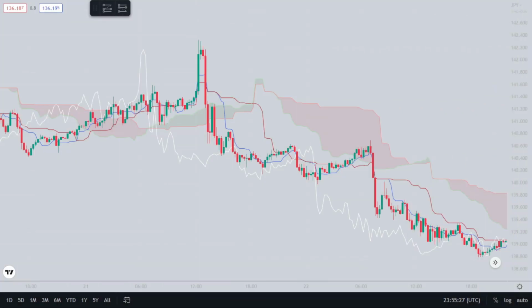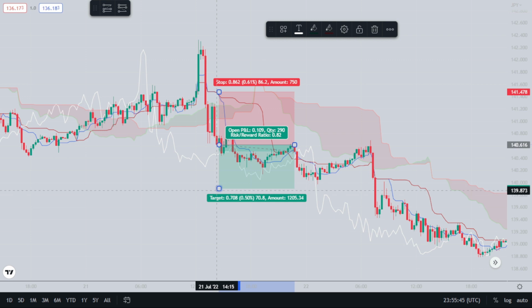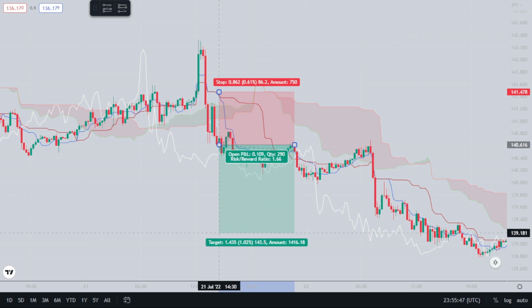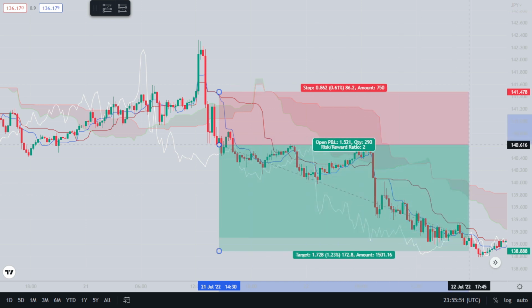So let's try to find some positions to trade. In this chart, we have a short opportunity. The price crossed under the Ichimoku cloud, and the cloud is turning red. Also, the conversion line crossed under the baseline, and the lagging span crossed under the Ichimoku cloud. So in this case, we enter a short position, putting our stop loss above the cloud, and we target 2 times our risk. In this case, the market goes down and hits our target.